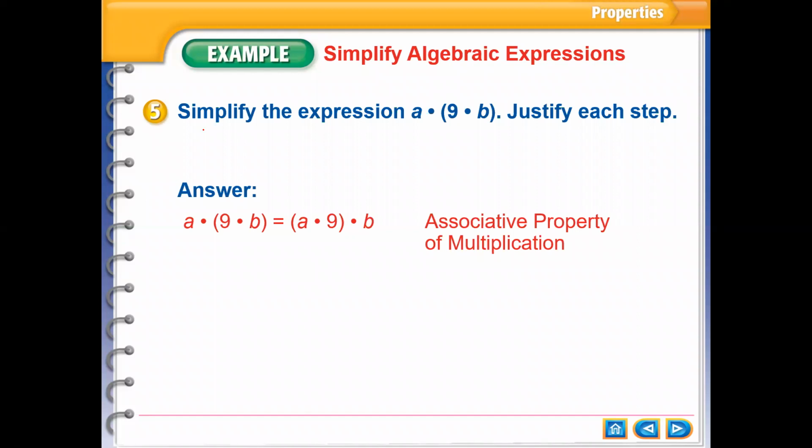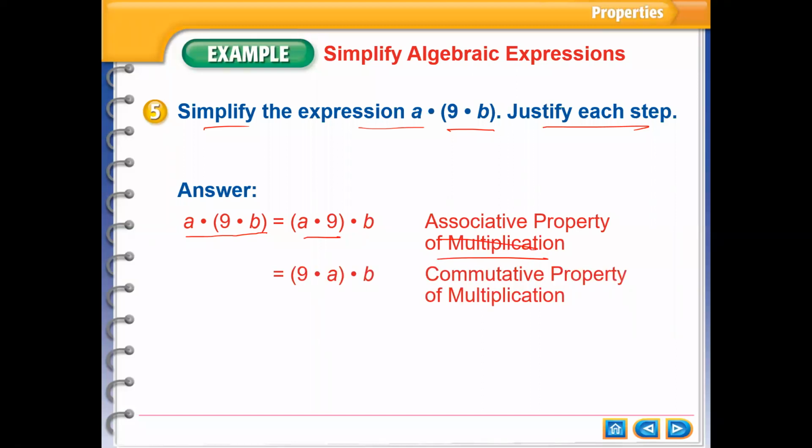So simplify the expression, justify each step. So what they have done first, they have written the question, then associated A with 9 into B, associative property for multiplication. Then 9 into A into B is commutative property for multiplication. Then your answer is 9AB. So they have actually explained each and every step.